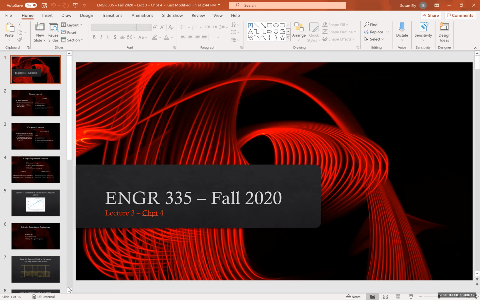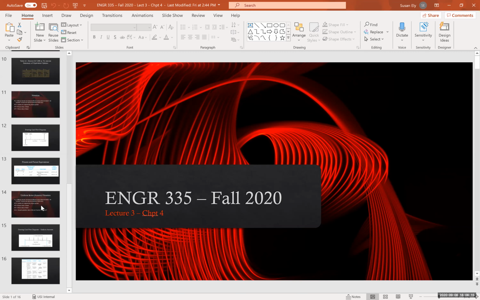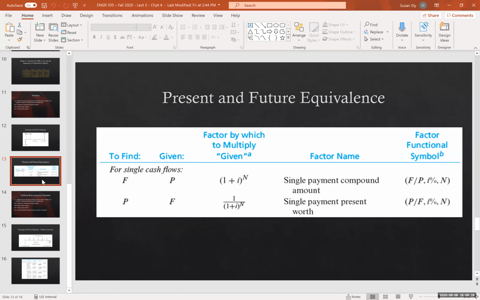So here we have just our F and our P. If you have the P and you're looking for F, you use that 1 plus I to the N, or find F given P using a specific I and a specific N. If you have your future value and you want your present value, you're going to use the factor of the inverse, 1 over 1 plus I to the N. And our formula is P given F at a specific I and a specific N. So that's all what we were doing before.